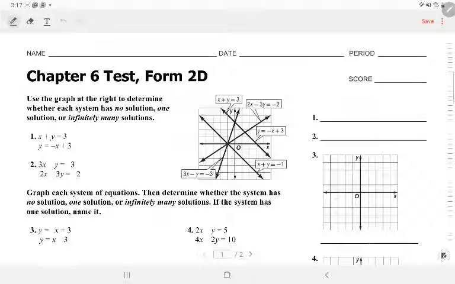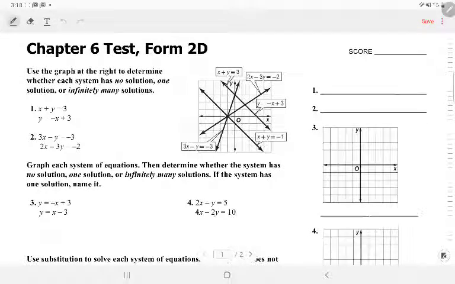Okay, let's go over the study guide. It says, use the graph to the right to determine whether each system has no solution, one solution, or infinitely many solutions. Well, we have x plus y equals 3. That is this line right here. And we have y equals negative x plus 3. And that's this line here. Since it's the same line, it is infinitely many solutions.